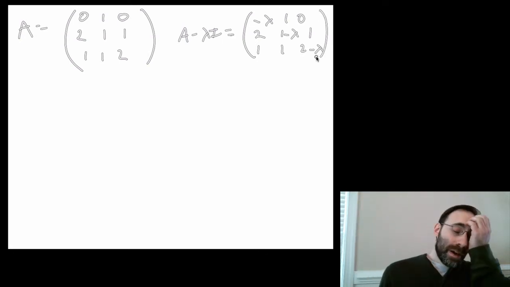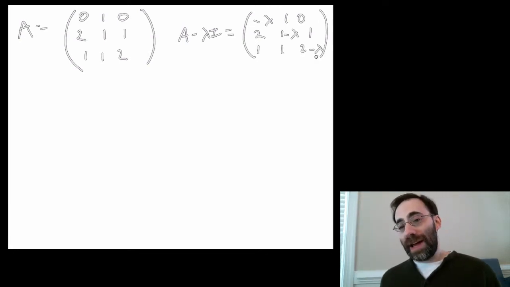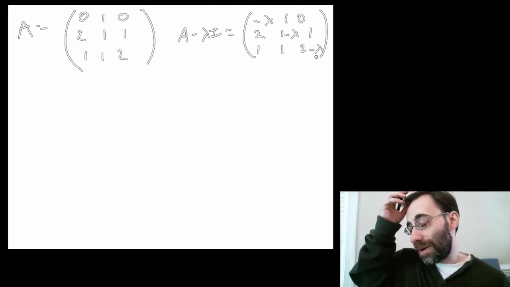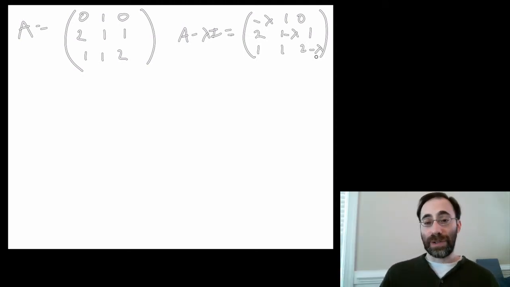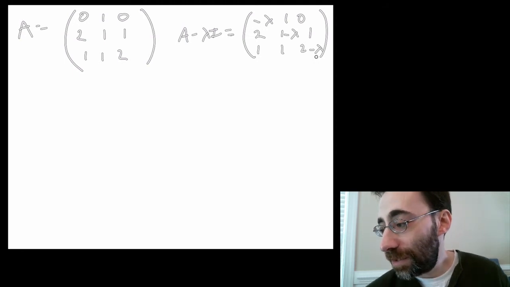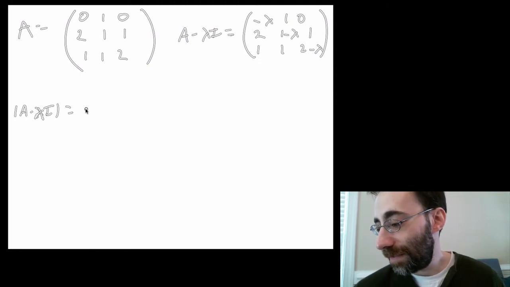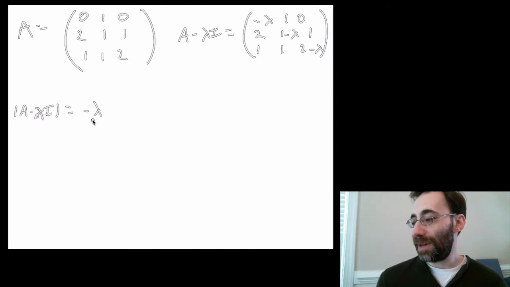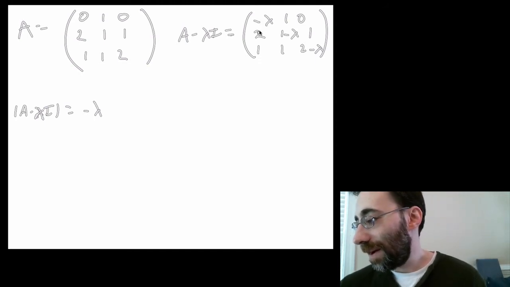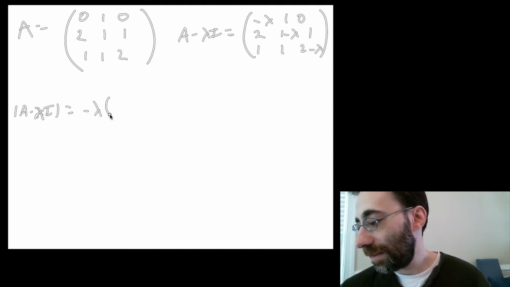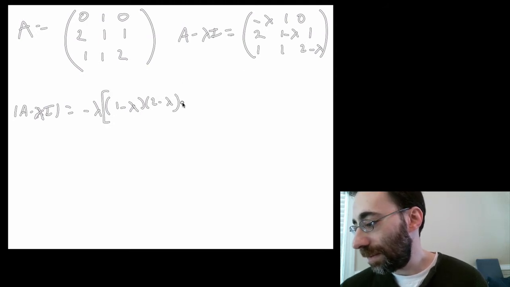There you go. What's the determinant of that? We have to expand this out. We can expand over any row or column we want. Let's use the first row because there's still a 0 there. So we can do this correctly on the fly. That's negative lambda out front times the determinant of the matrix gotten by removing this row and column. That's 1 minus lambda times 2 minus lambda minus 1.